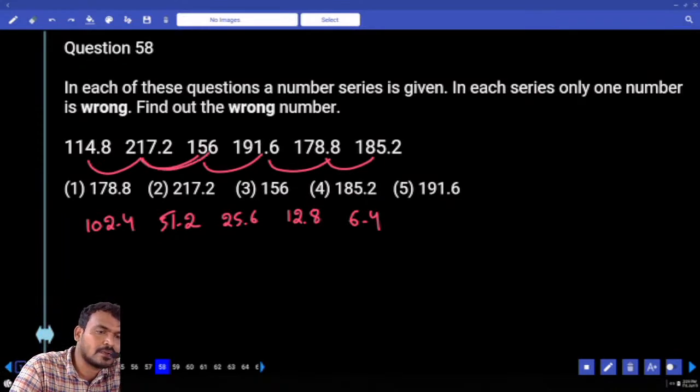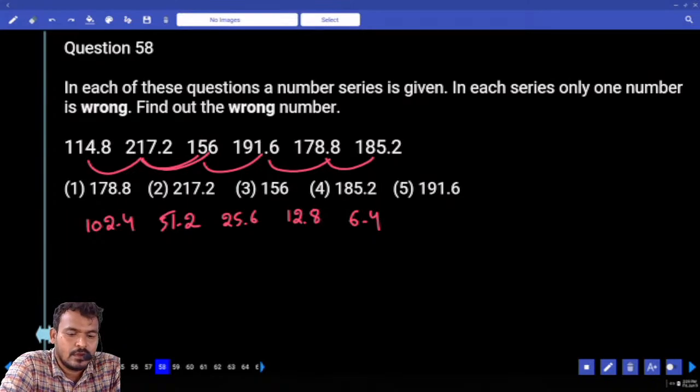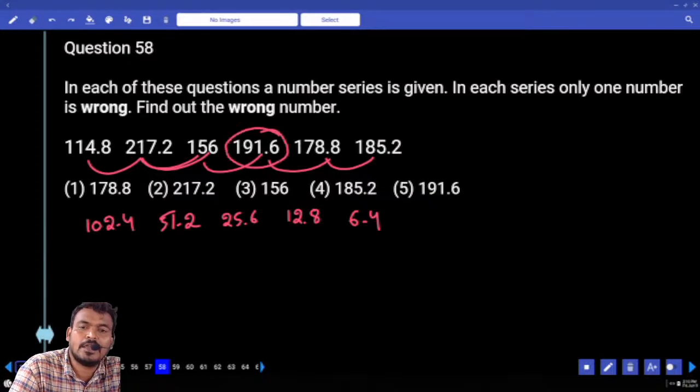And second term is correct. 156 is correct or wrong? 217.2 minus 51.2 ends with 6. 156 correct, or not? What is the wrong number? First one correct, second term correct, third term correct, fourth term. 156 plus 25, how much? 181, 181.6. What is the wrong number? 191.6.